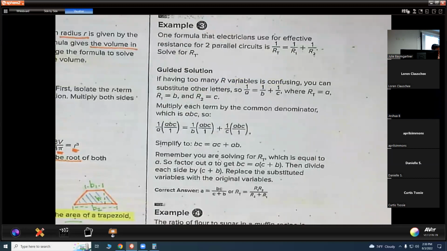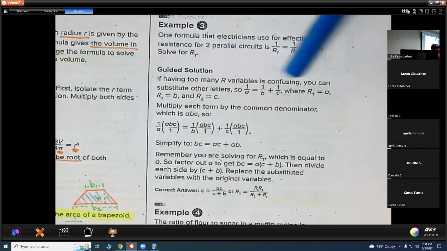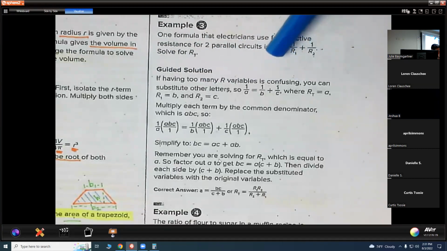All right, one formula that electricians use for effective resistance for 2 parallel circuits is 1 divided by R sub T. I have no idea what R sub T stands for. Maybe it's the resistance total. Anyway, we have 1 over R sub T equals 1 divided by R sub 1 plus 1 divided by R sub 2. All right, too many R's are confusing, so let's change to A, B, and C, okay?